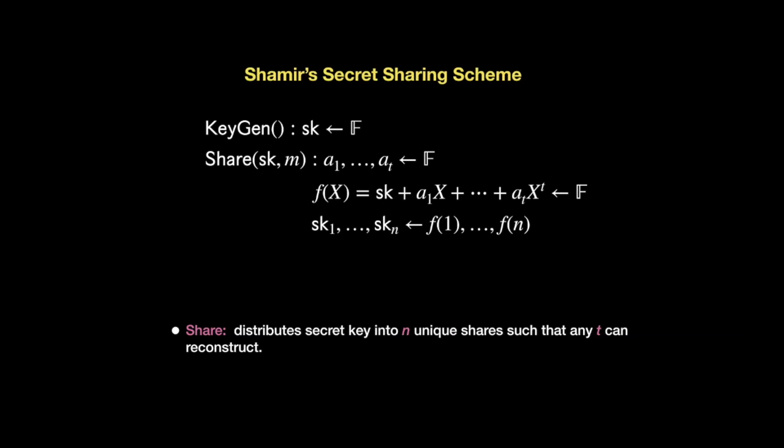In practice, by the way, the points which you'd evaluate it at wouldn't be 1, 2, 3, 4, all the way to n. They would be roots of unity in order to make things fast. But for the purposes here, I'm saying 1, 2, 3, 4, all the way to n.